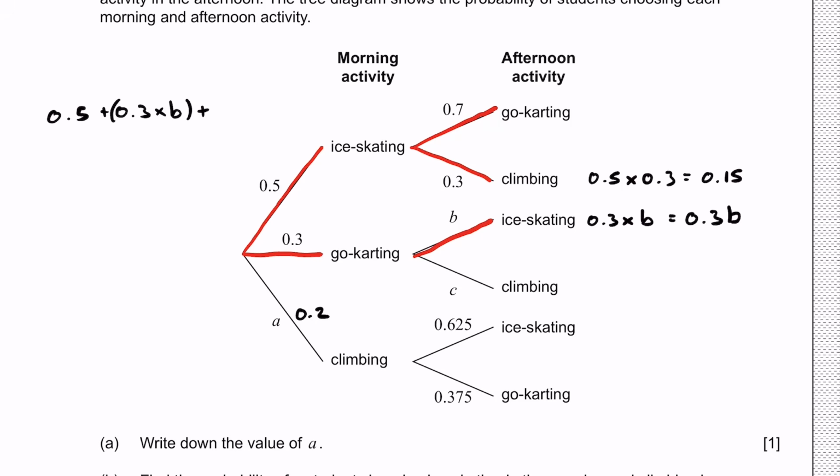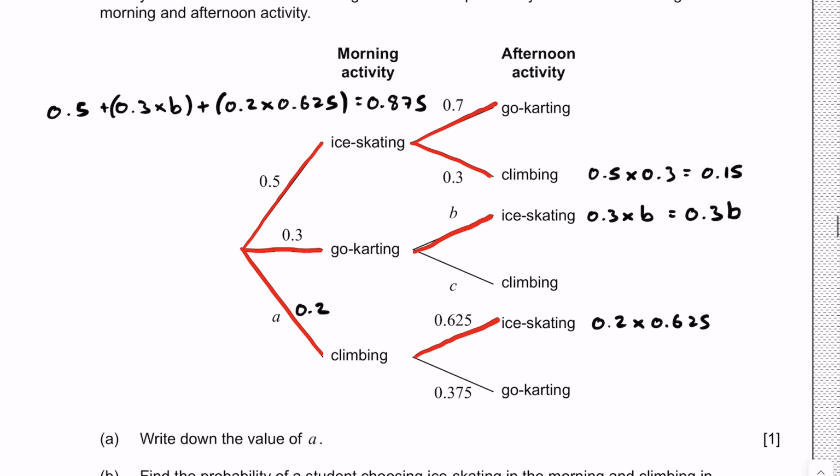Plus, what's the other way someone can do ice skating? Well, if they go climbing and then ice skating. And that would correspond to 0.2 times 0.625. So, once again, 50% choose ice skating right off the bat. There are these students that choose ice skating and these students that choose ice skating, and altogether, this should equal 87.5%, or 0.875. Just making sure that number is correct. Yeah. Okay, and I think we're good.